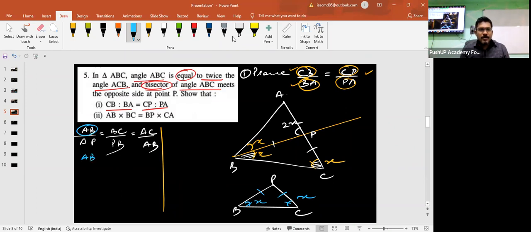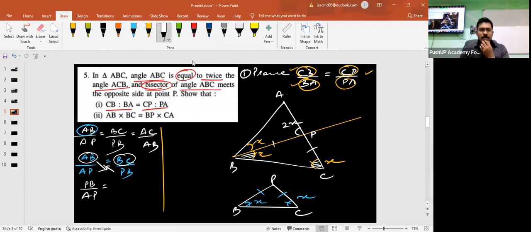Let me take the first two ratios. AB upon AP is equal to what? BC upon PB. Children, we need CB upon BA. CB is over here. Shall I write this AB on the right hand side denominator? Shall I bring PB towards the left hand side numerator? So I think it will become PB upon AP is equal to BC upon AB. Is this correct? BC upon AB.